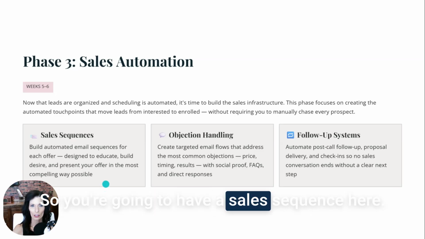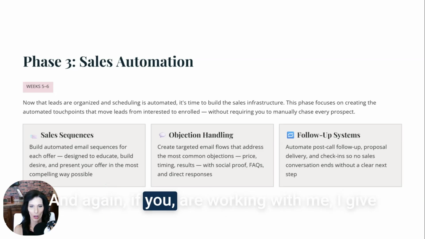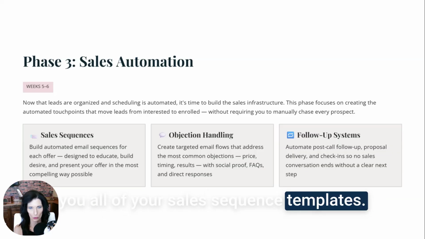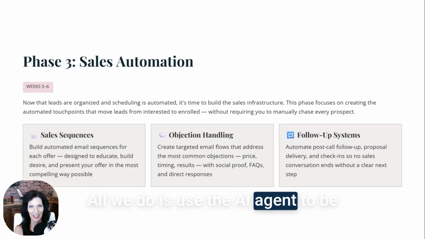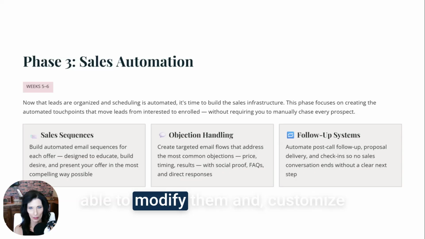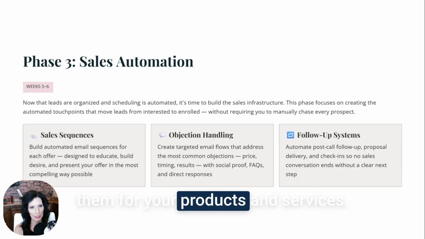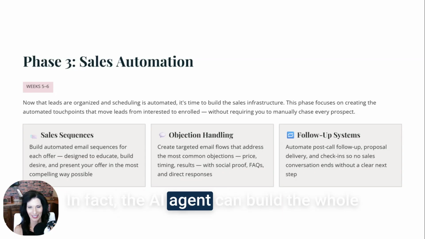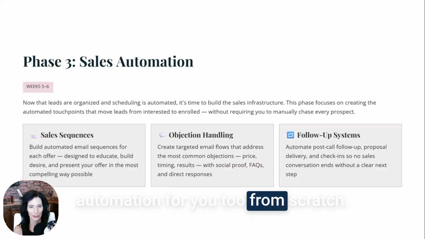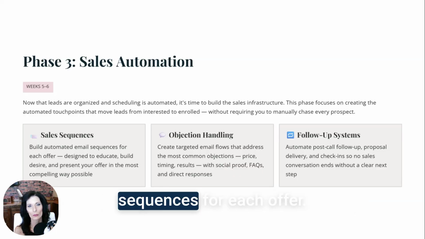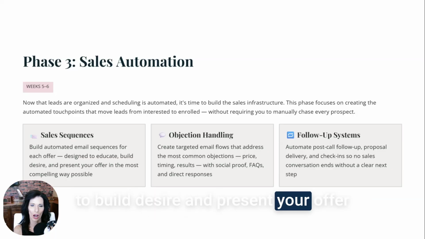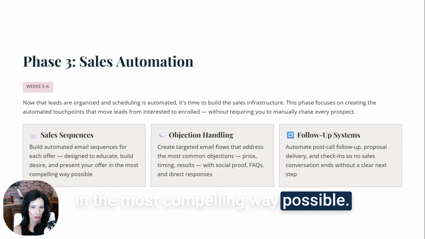So you're going to have a sales sequence here. And again, if you are working with me, I give you all of your sales sequence templates. All we do is use the AI agent to modify and customize them for your products and services. In fact, the AI agent can build the whole automation for you from scratch. The automation and email sequences for each offer are designed to educate your lead, to build desire, and present your offer in the most compelling way possible.